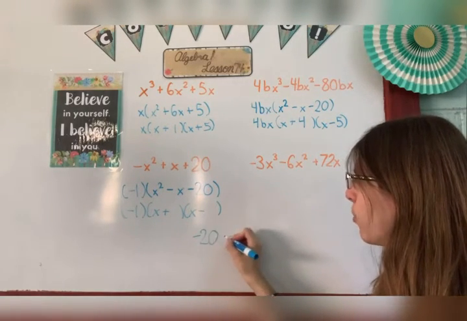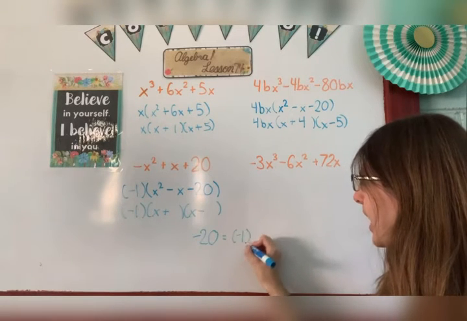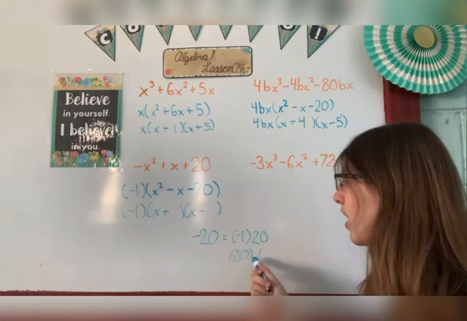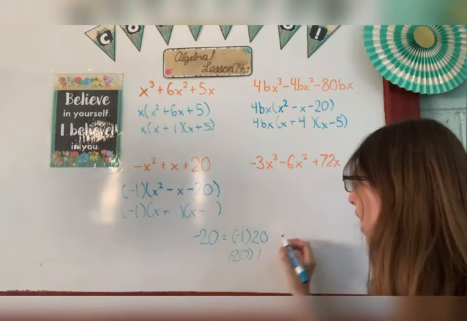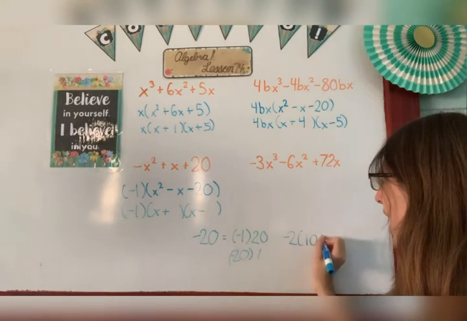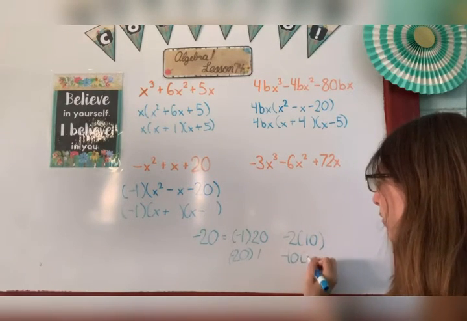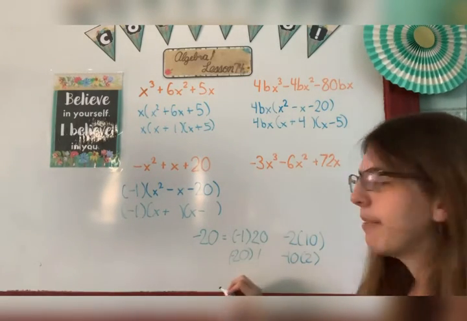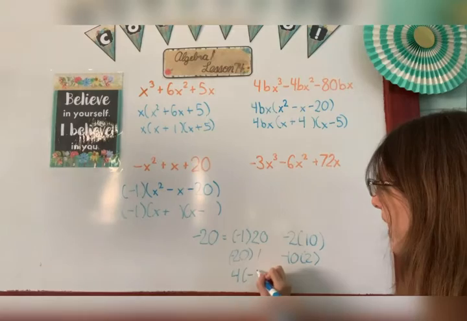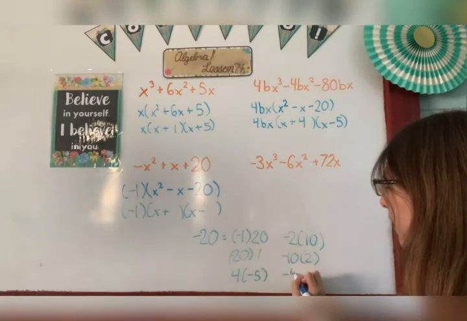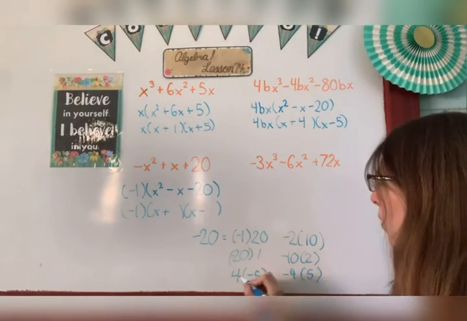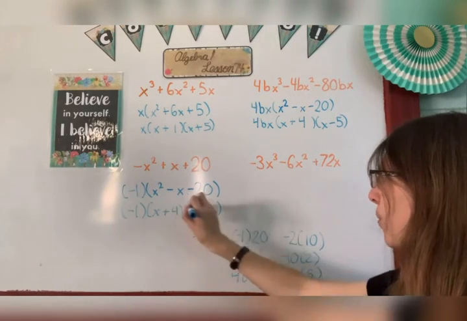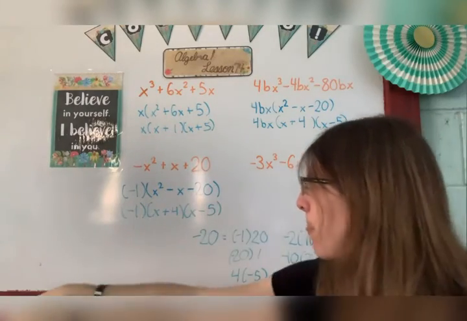The factors of -20, they could be -1 and +20. They could be -20 and +1. I know that none of those added together is going to give me 1. They could be -2 and +10. They could be -10 and +2. None of those added together will give me 1. They could also be +4 and -5, or -4 and +5. Well, +4 plus -5 gives me -1. That's what I'm looking for there. So +4, -5. Okay?